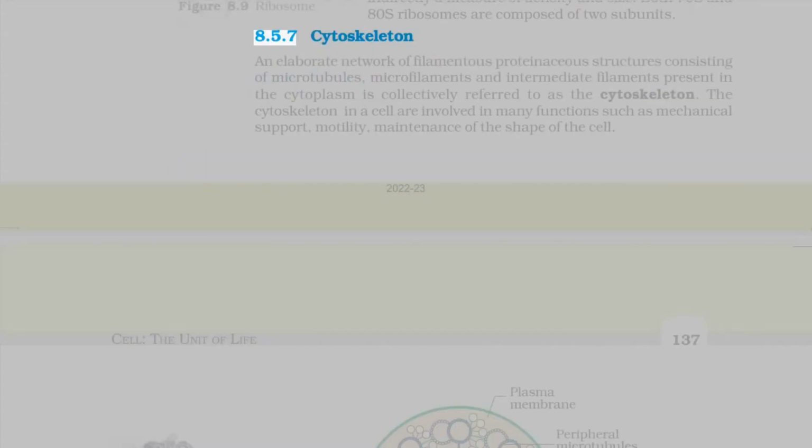8.5.7 Cytoskeleton. An elaborate network of filamentous proteinaceous structures consisting of microtubules, microfilaments and intermediate filaments present in the cytoplasm is collectively referred to as the cytoskeleton. The cytoskeleton in a cell is involved in many functions such as mechanical support, motility, maintenance of the shape of the cell.